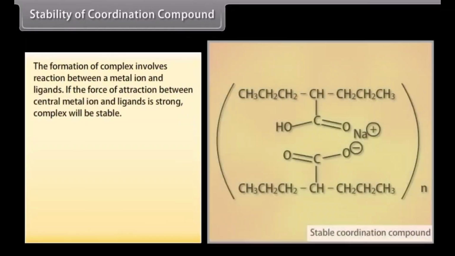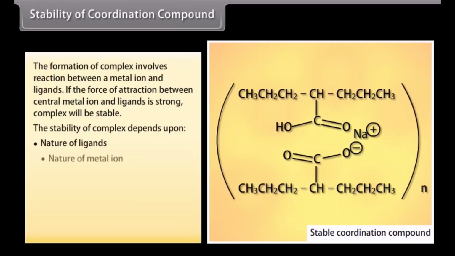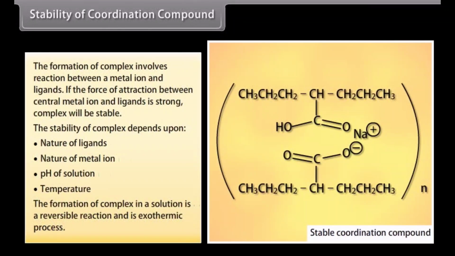Stability of coordination compounds. The formation of a complex involves a reaction between a metal ion and ligands. If the force of attraction between the central metal ion and ligands is strong, the complex will be stable. The stability of a complex depends upon the nature of ligands, nature of the metal ion, pH of the solution and temperature. The formation of a complex in a solution is a reversible reaction and is an exothermic process.